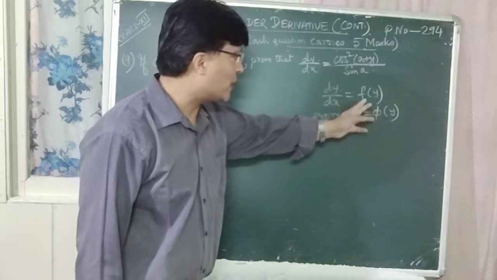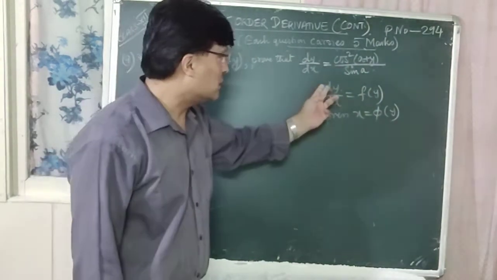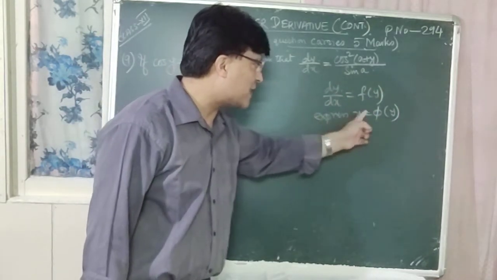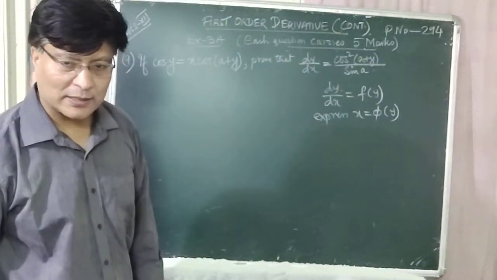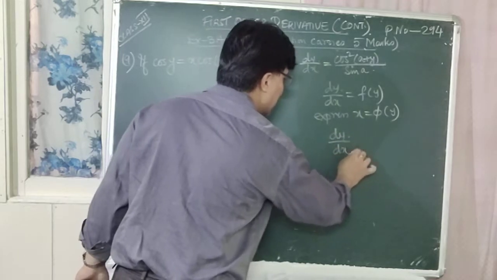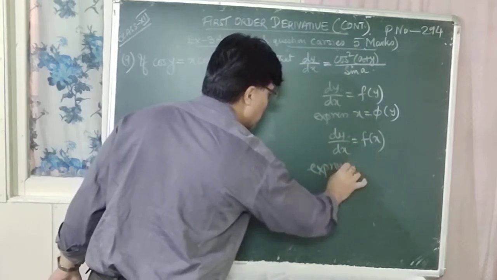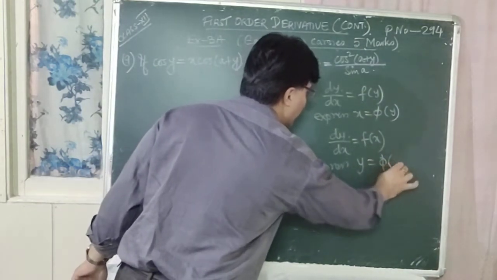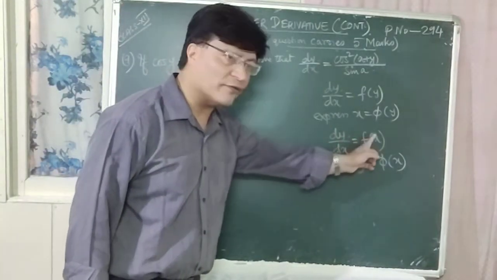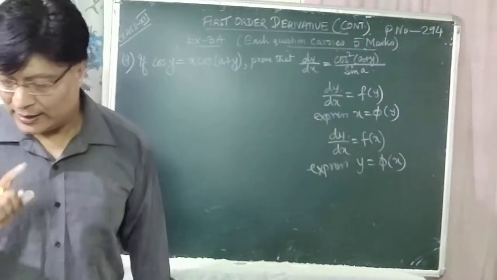This may be different. That's why I have written here f of y and this is phi of y. If you want to prove dy by dx as a function of y, always express x as a function of y. But if you want to prove dy by dx as a function of x, always express y as a function of x. Okay? Now let's do it.